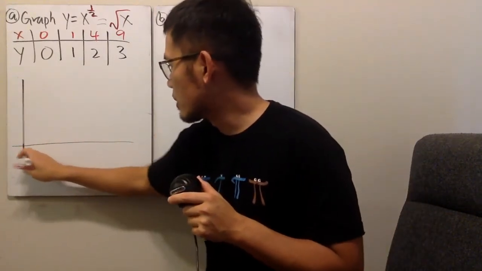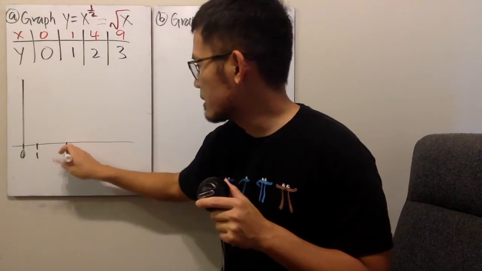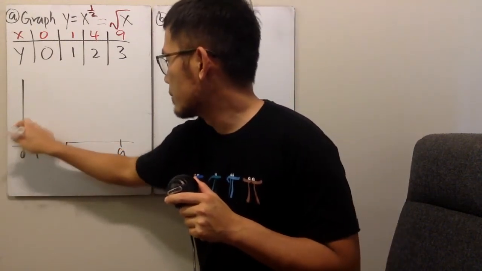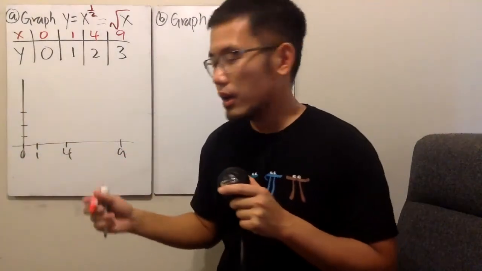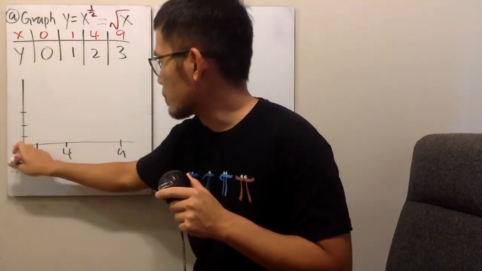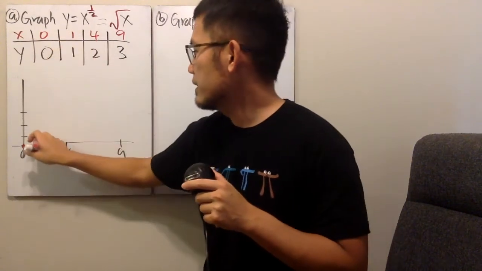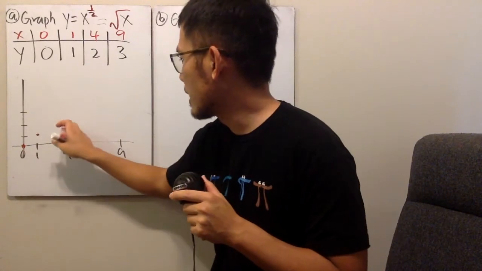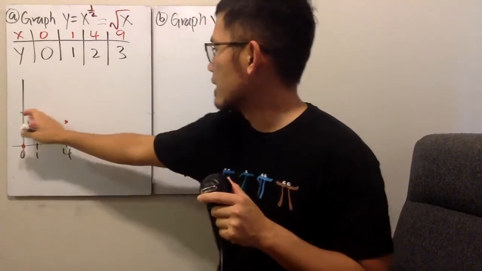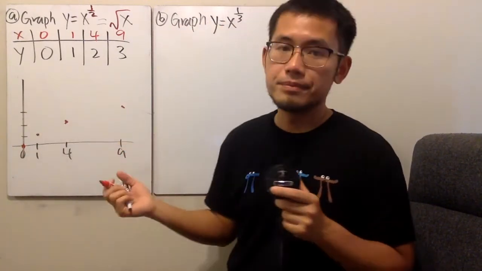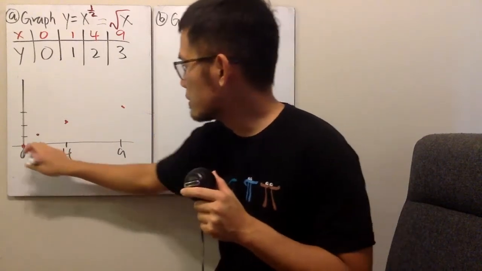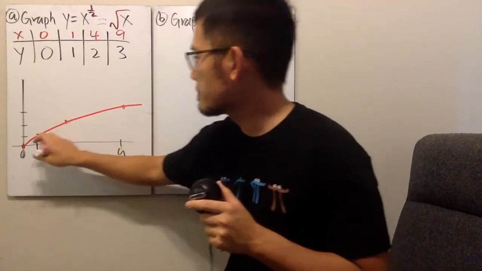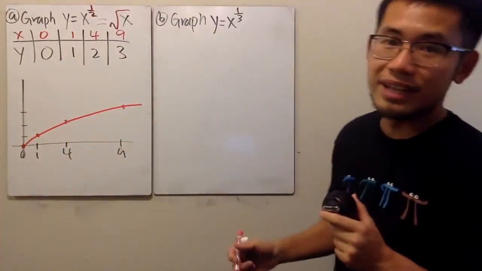Here is 0, and let's say this is 1, and here is my 4, and lastly, here is my 9. And then we have 1, 2, 3, like so. First, 0, 0 is right here. Next, 1, 1 is right here. Next, 4, 2 is right here. And lastly, 9, 3 is right here. Then, we can of course just go ahead and connect the dots with a curve. And we are done for that.